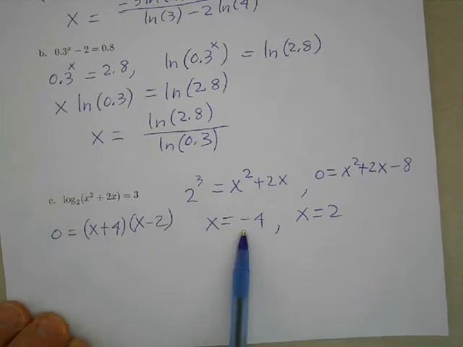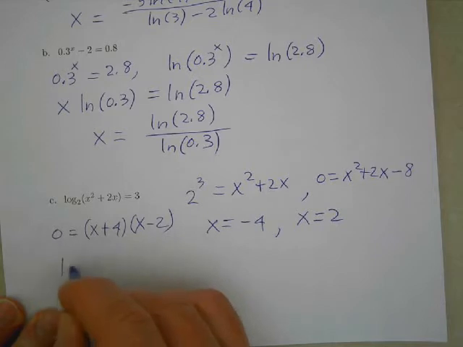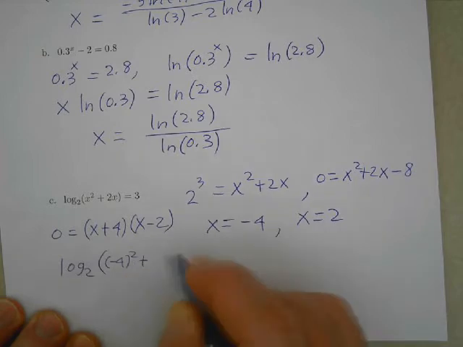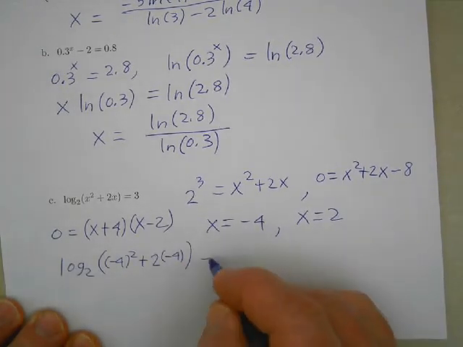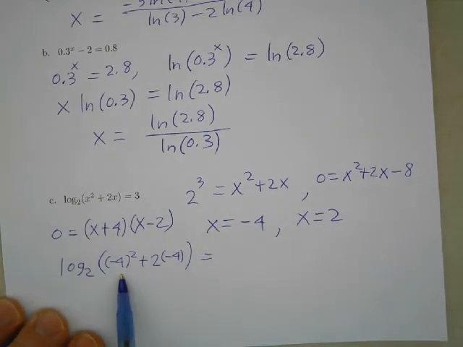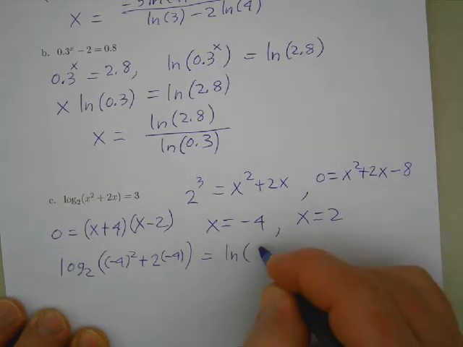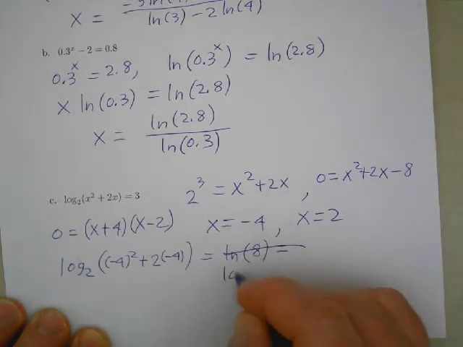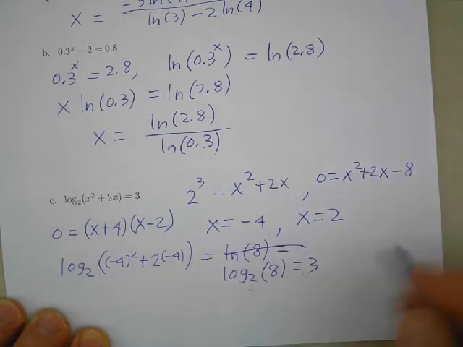Okay, so when x is negative 4, we get log base 2 of the number negative 4 squared plus 2 times negative 4. And negative 4 squared is 16, and plus 2 times negative 4 is 8. So this is, sorry, not the natural log, log base 2 of 8 equals 3, and 2 to the third equals 8.